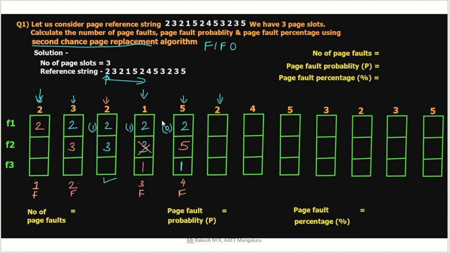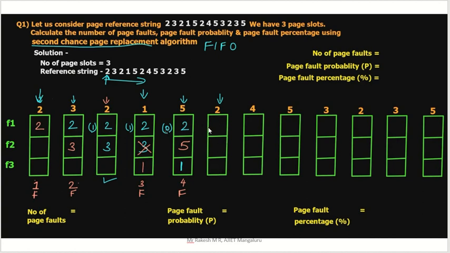This method is very important. Then we have to go for replacing 2 again. 2 is there in this entry. So again we are giving a second chance for 2. How to give the second chance? Write 2, 5, 1 as it is.